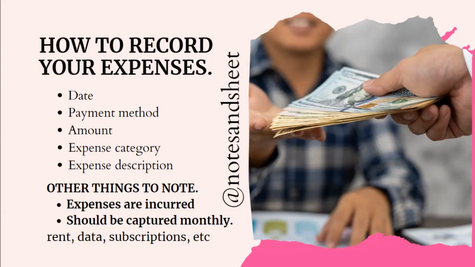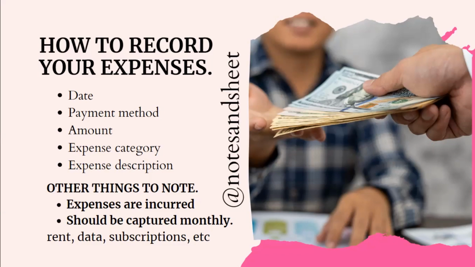Then the last thing is the expense description. That is, you explain what that expense is for, right? This will help you to remember whatever it is that you spent that money on in the future, and you'll not be like, oh, what did I use this money for? Right? It's under subscription. What subscription was this? So the expense category and the expense description would help you determine easily what this thing is for.